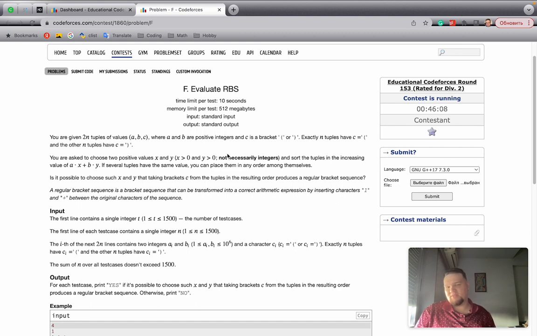Yeah. It is not very pretty, but it shouldn't be hard. Even in terms of implementation, I don't think it's hard.